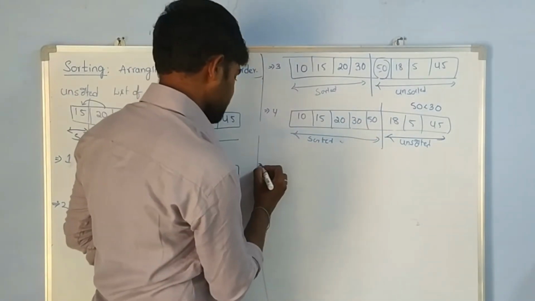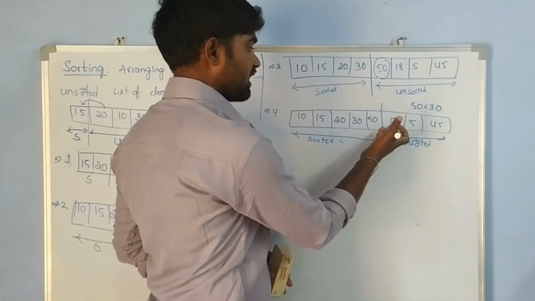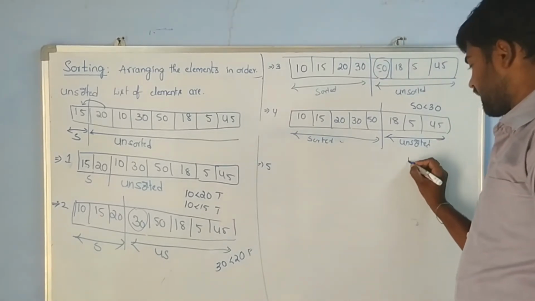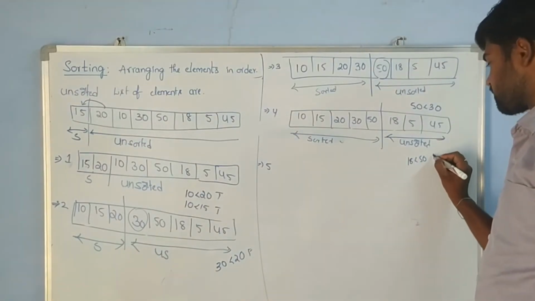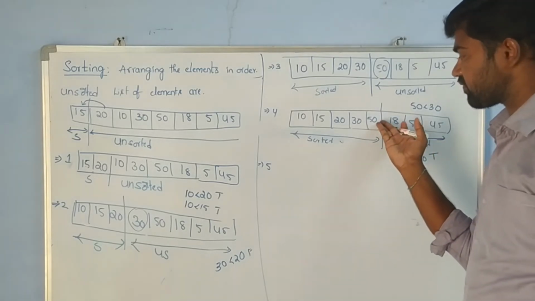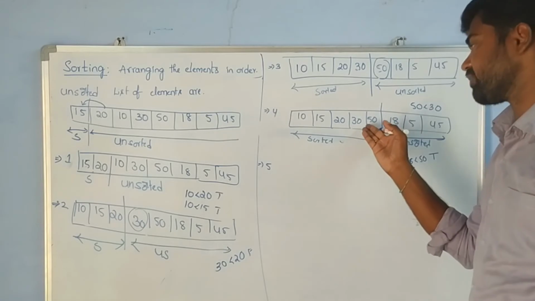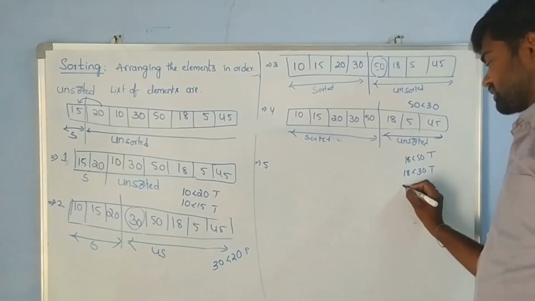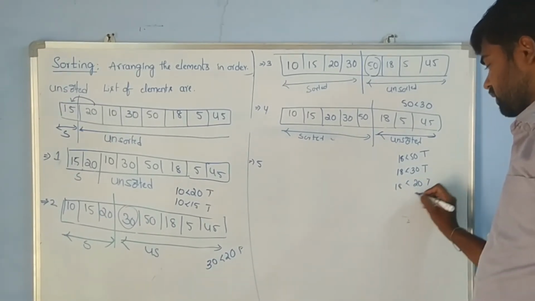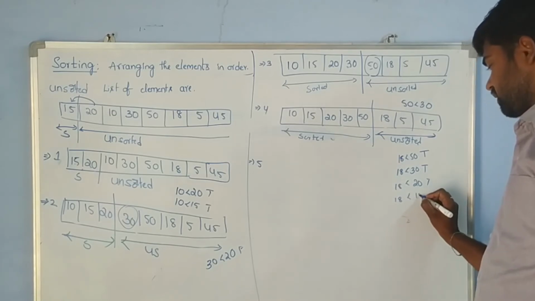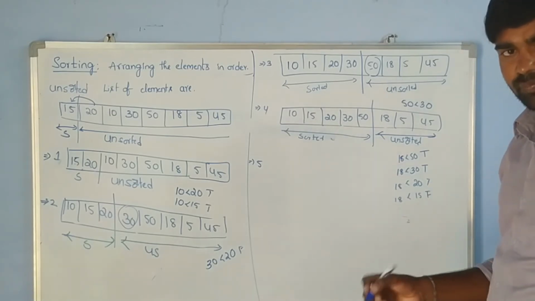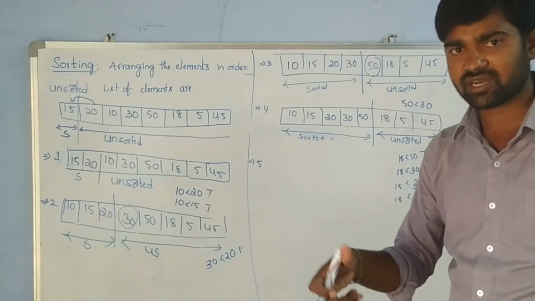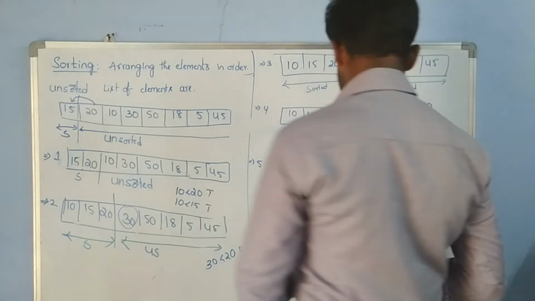So in iteration number 5, we are moving the unsorted first element into the sorted portion by checking whether 18 is less than 50. Is the condition true or false? The condition is true. Next, before that 50, do we have any elements? Yes, we have the element 30. So 18 is less than 30, the condition is true. Is 18 less than 20? The condition is true. Is 18 less than 15? The condition will be false. That means we need to place the element after the 15 and before the 20. In between the 15 and 20, we need to place the element called 18.